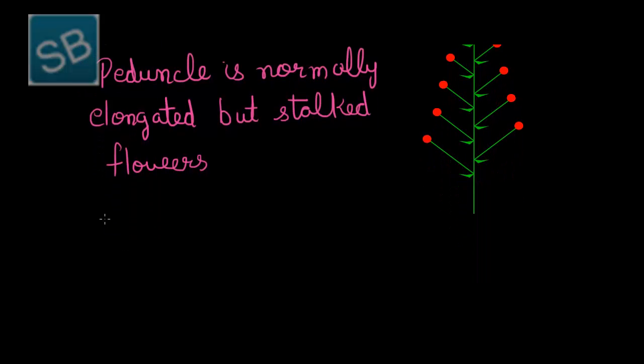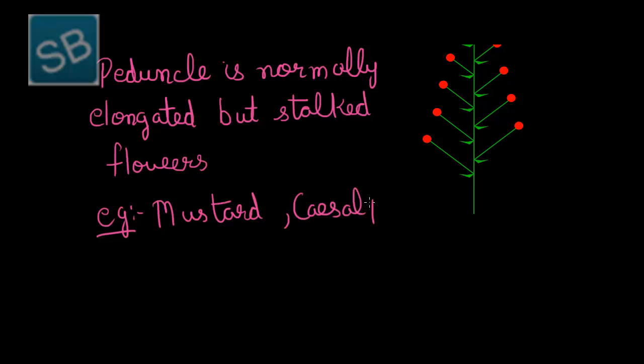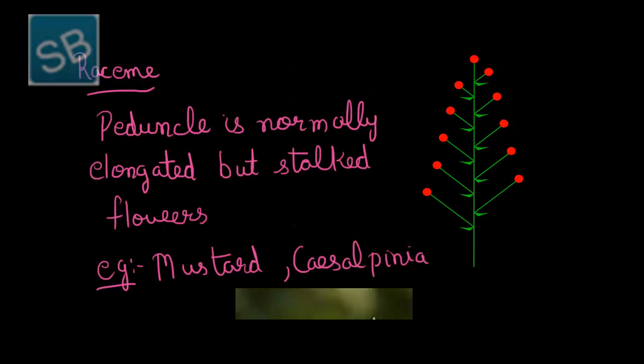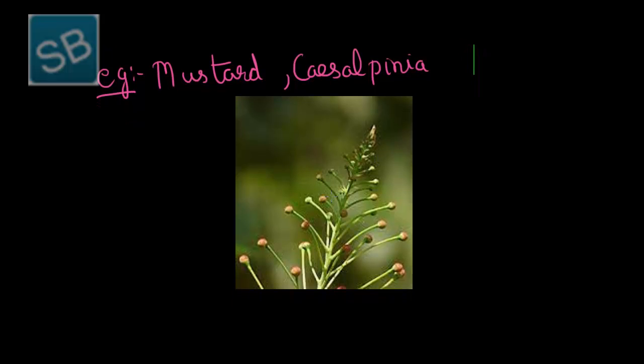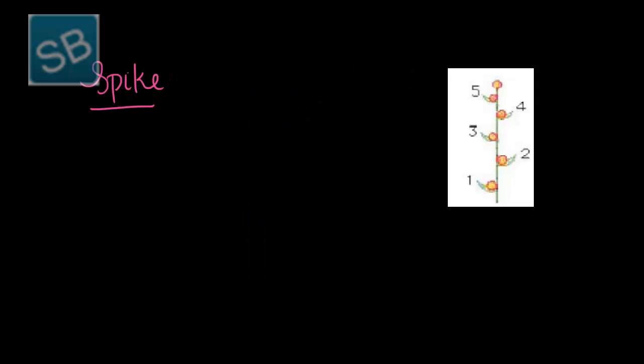Examples are mustard and caesalpinia. This figure is of caesalpinia flower, which exhibits raceme inflorescence, where the flowers are present at the tip of the pedicel and the peduncle is elongated.